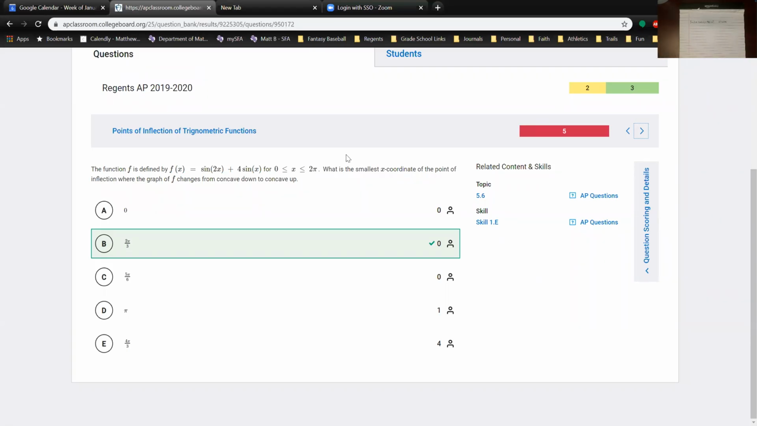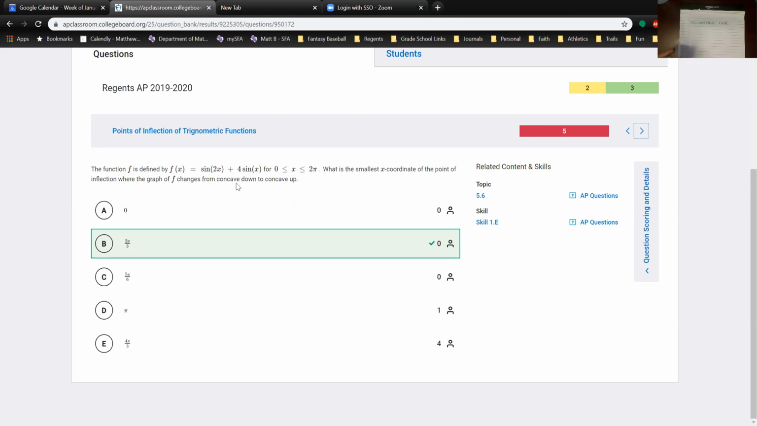Okay, on this question, we want to figure out the points of inflection of a trigonometric function. And this usually causes some complications because of our lack of memory, say, of the unit circle. But we're given the function sine of 2x plus 4 sine x, over just one interval, 0 to 2 pi. So we're in a closed interval there.